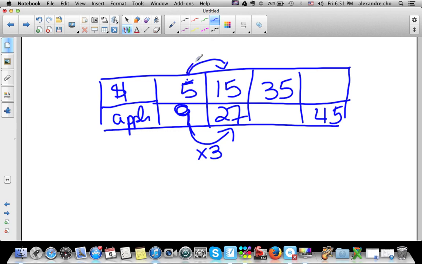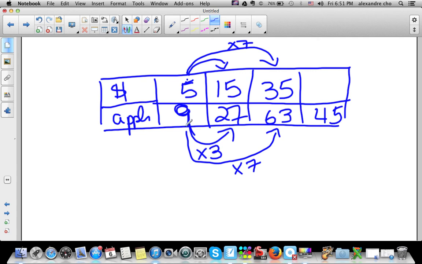Second part. What if I end up paying $35? How many apples did I buy? Well, from $5 to 35, it's a growth of times 7. My apples have to have the same growth of times 7, giving me a number of 63.